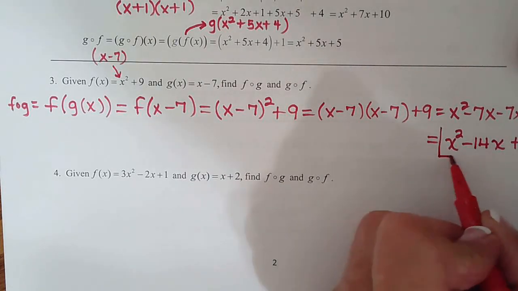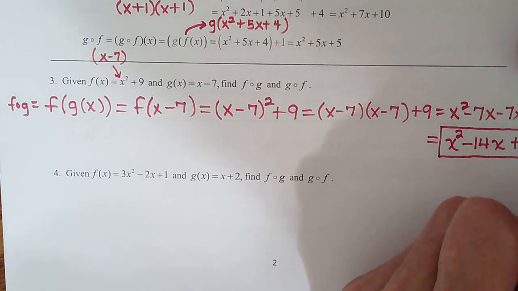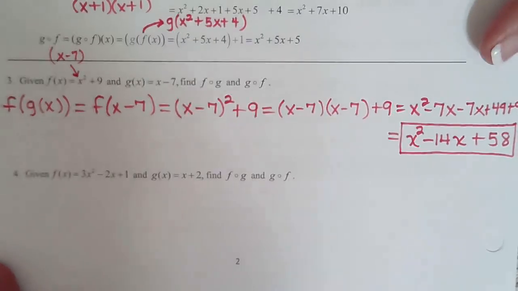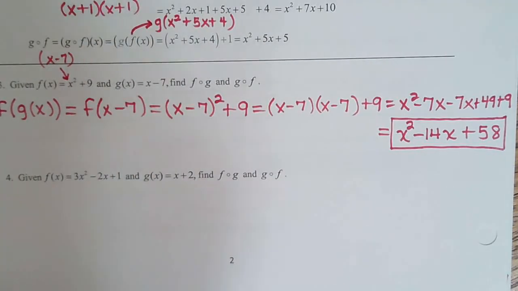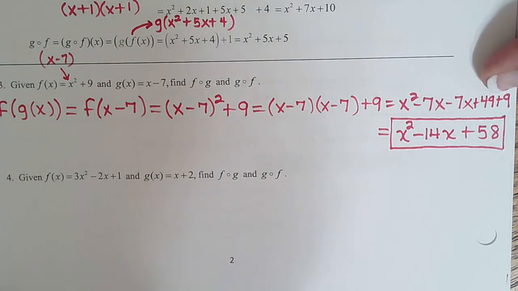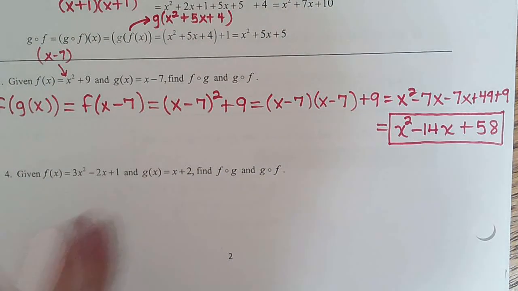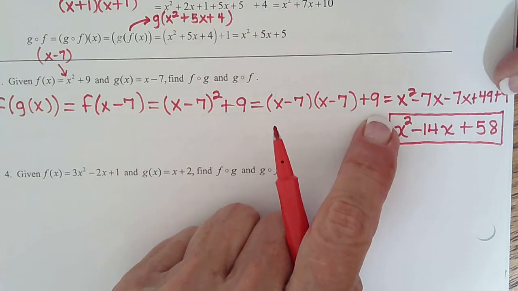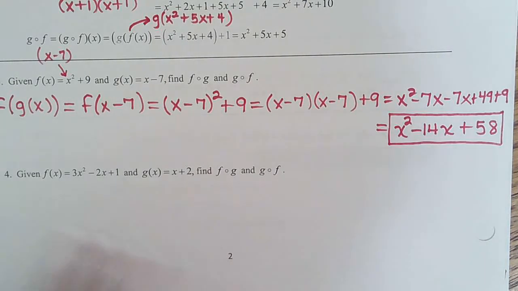So see, it only uses old stuff. It's new notation, but it's all old stuff we're using to work it out. We already know how to FOIL. We already know how to do substitution. We already know how to add like terms. It's just now it's a new notation. So write x minus 7 twice, FOIL it, put your 9 at the end, then combine like terms, and that's how we get our answer.